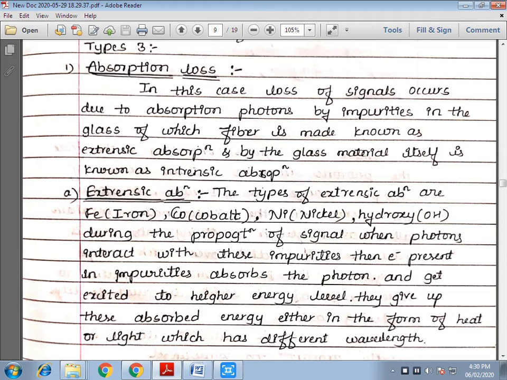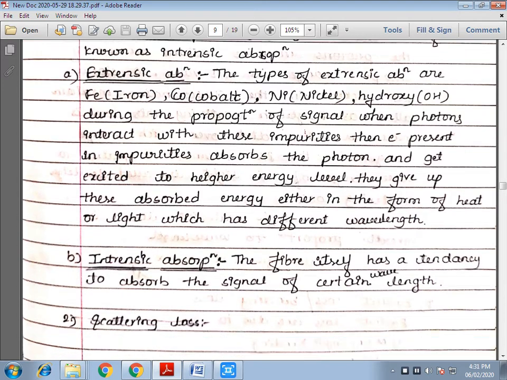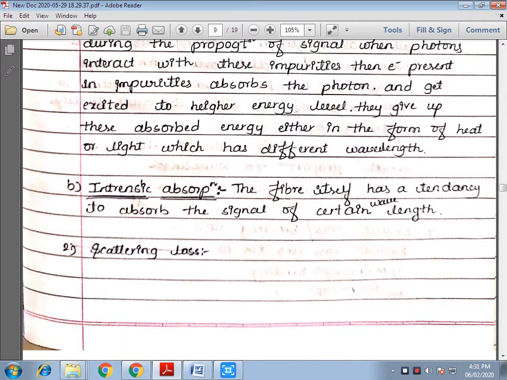The extrinsic absorptions are possible in the case of impurities: iron, cobalt, nickel, hydroxyl molecules. During the propagation of the signal, when photons interact with these impurities, the electrons present in the impurity absorb the photon and get excited to a higher energy state, and they give up this absorbed energy either in the form of heat or light, which has a different wavelength. Intrinsic absorption: the fiber itself has a tendency to absorb the signals of a certain wavelength.